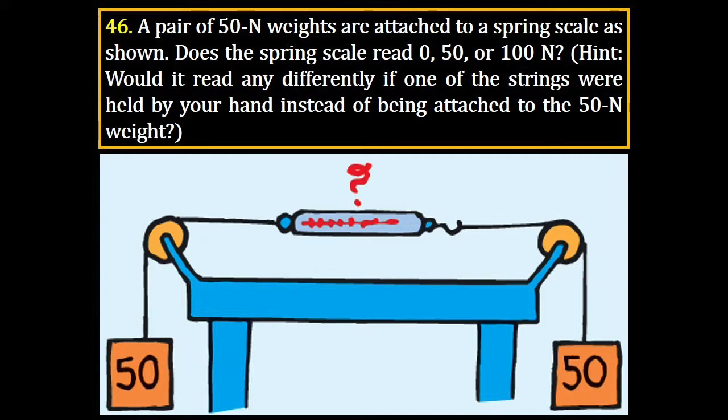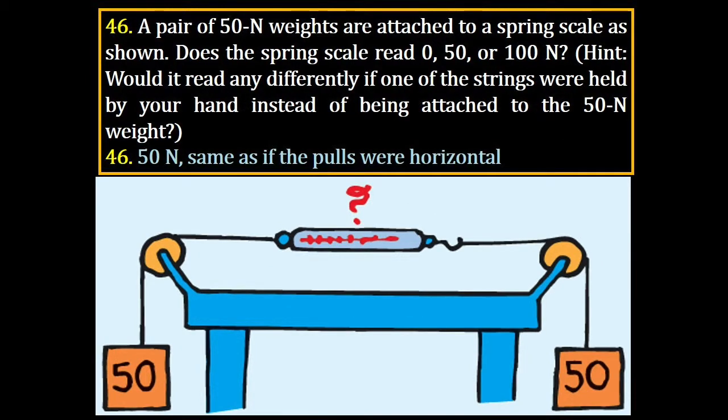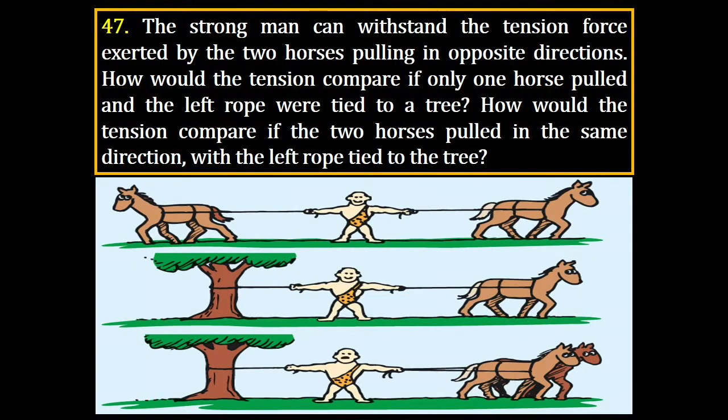So remember, action and reaction. What is going to be the scale reading? It's not moving. Everything's balanced. So remember, action, reaction. Take your pick. Which one is going to be action? Which one is going to be reaction? And would there be any difference between the two? Action, reaction. 50 Newtons. Same as if the pulls were horizontal. Okay? So action, reaction. Next.